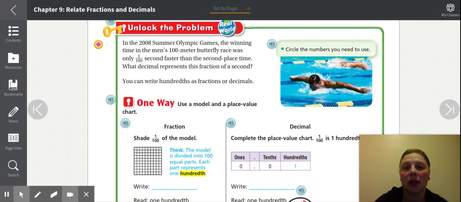Today we are going to be working with hundredths. Last week, Friday, we worked with tenths related to decimals and fractions. And today we're going to do pretty much the same thing, but we're going to talk about hundredths. Let's take a look.